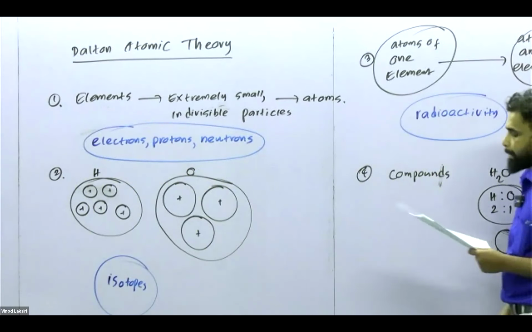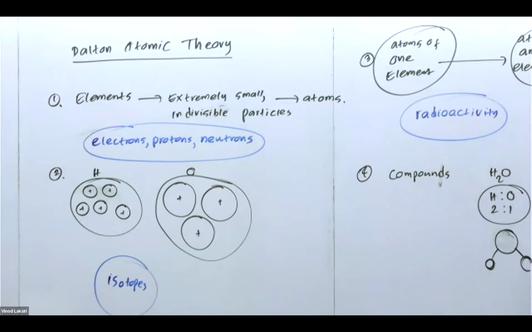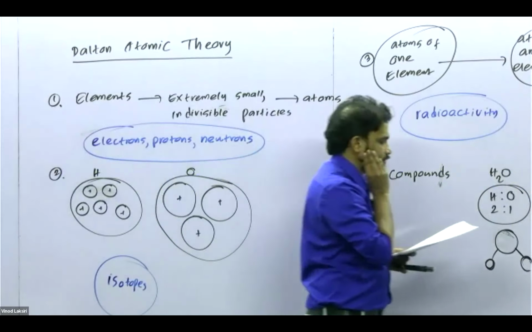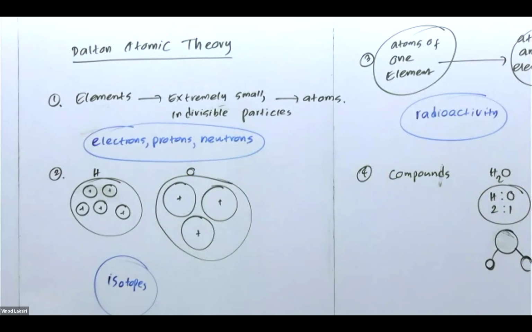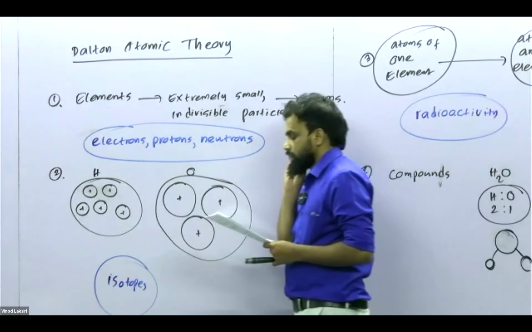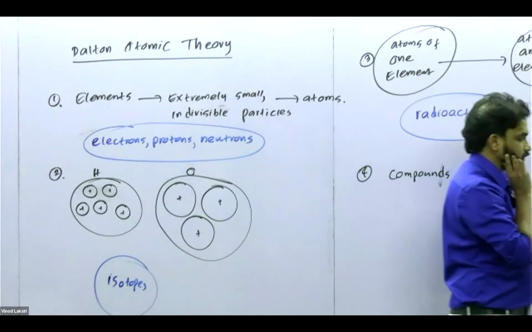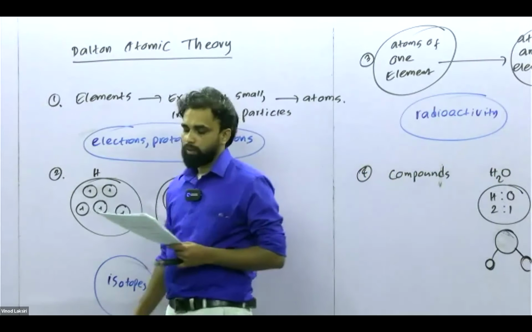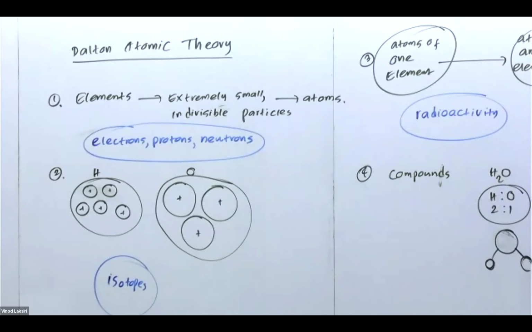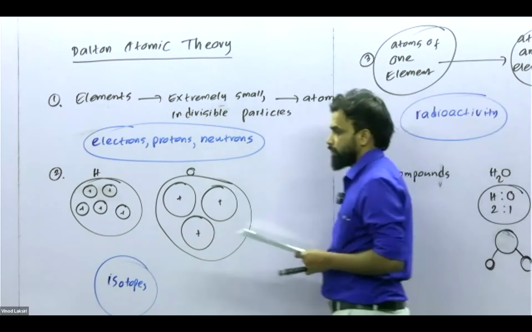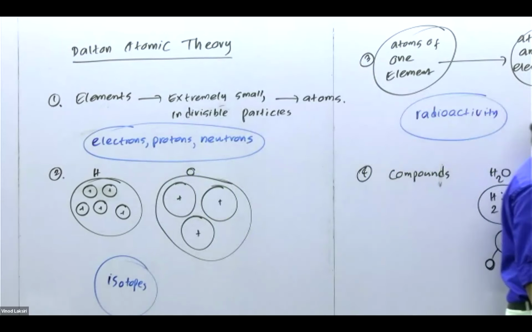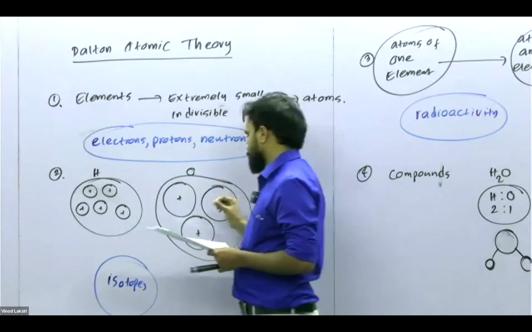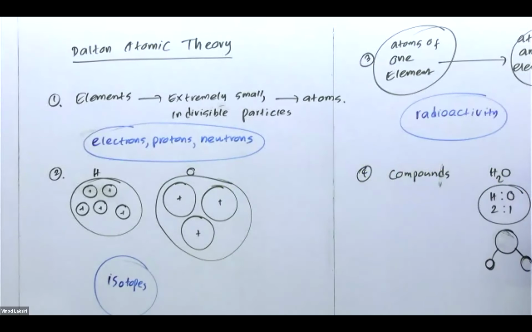Then write down under the second assumption, using a different color: later, scientists found that there are different atoms of the same element, known as isotopes. Therefore, this assumption is invalid.